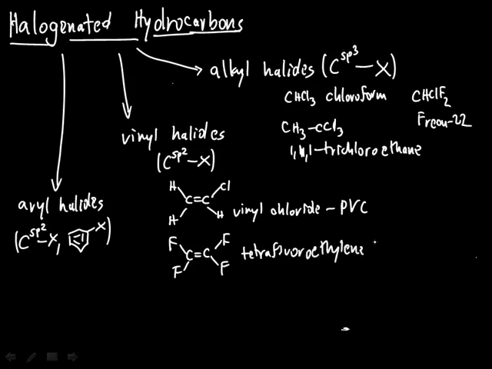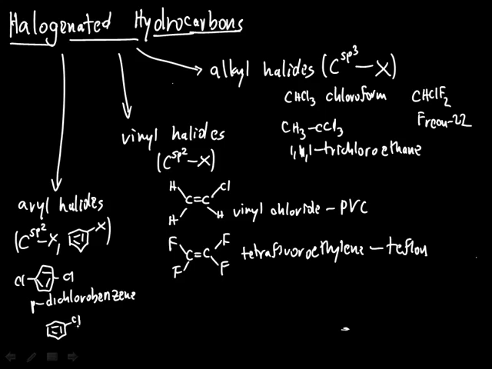which is a precursor to Teflon, a polymer that is used in many applications because it's very inert, among others for non-stick pots and pans. Among aryl halides, many of them are common. This would be the so-called paradichlorobenzene, which is used for mothballs, for example. Its isomer, orthodichlorobenzene, is used as a very common solvent. And so on.